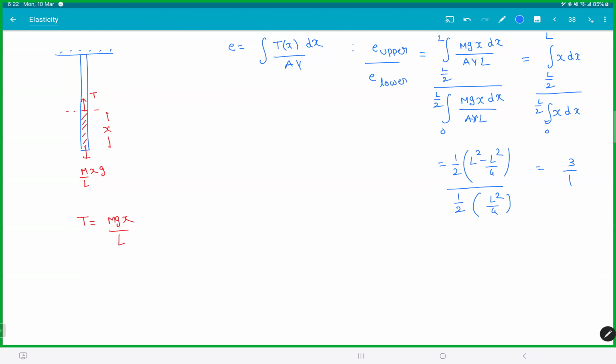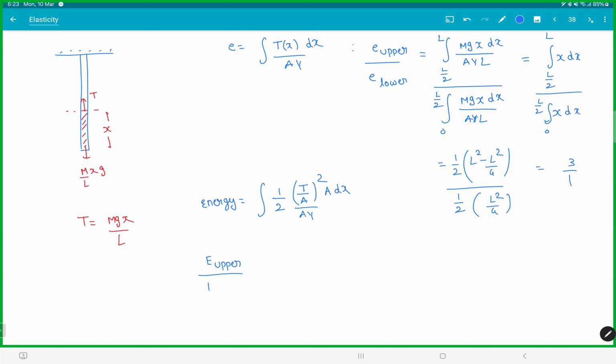Is that clear, everyone? Right, Kush, you got the second part right. Second is 7:1. It's a square function. What about energy? Energy is the integral of stress, that is tension by area, k square by A dx. So you can clearly see it depends only on the upper half.